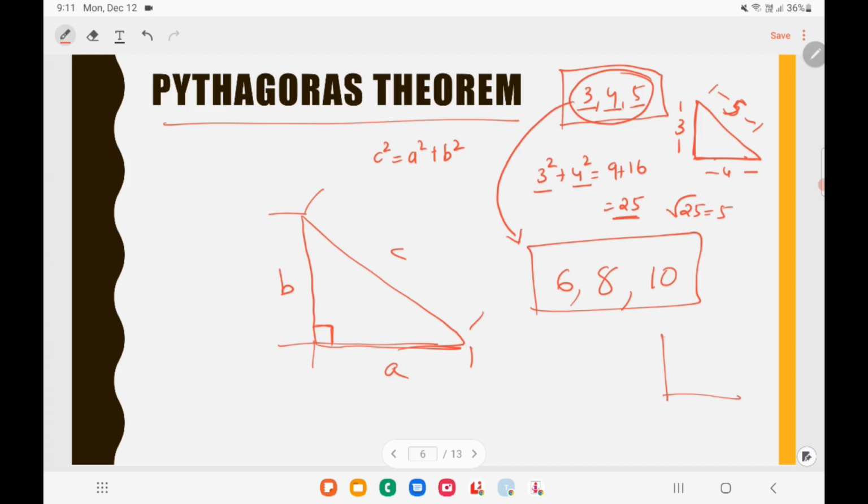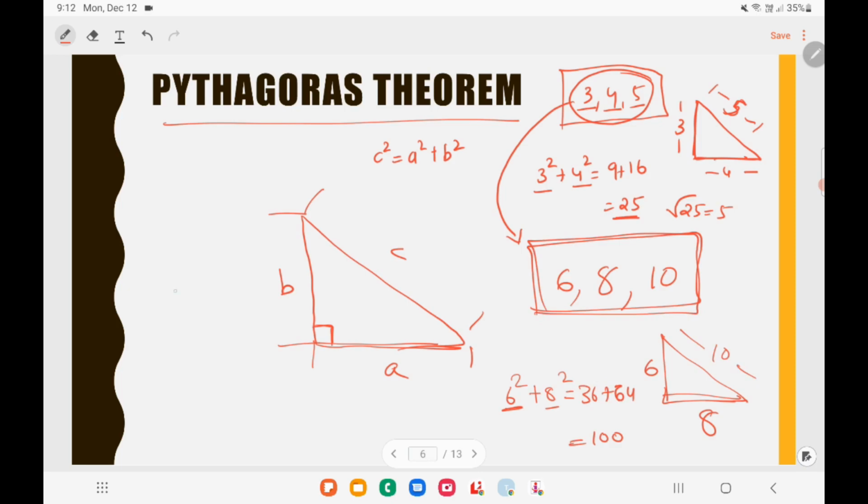For example, if you draw like this, if this is 6, this is 8, then 6 square plus 8 square is equal to 36 plus 64. This is equal to 100. Root of 100 is 10. So this is 10. So 6, 8 and 10 again will be Pythagorean triplets.